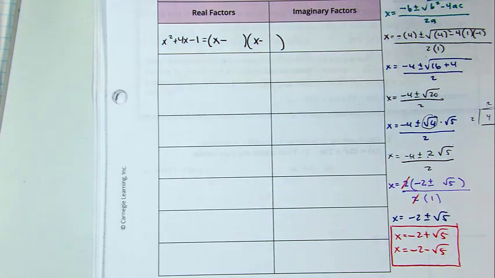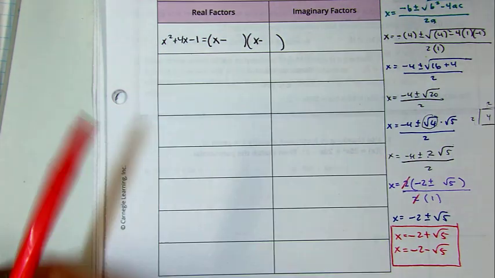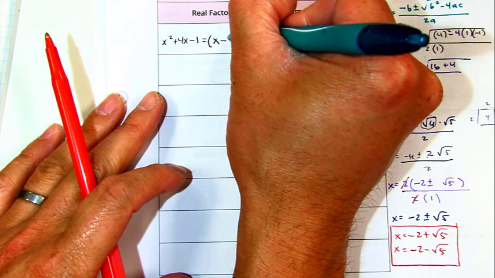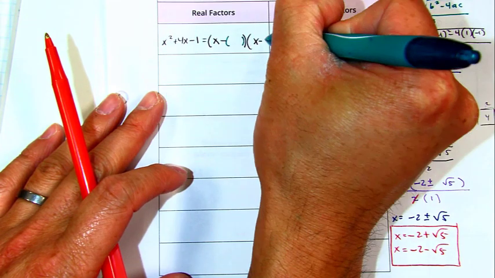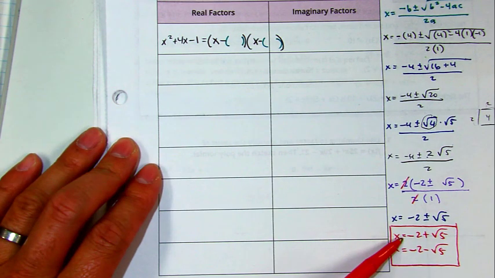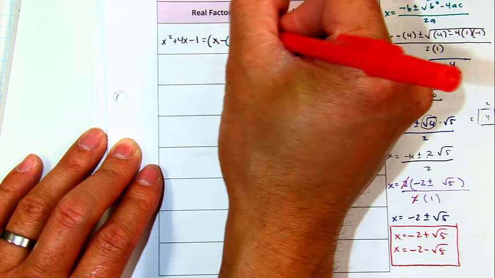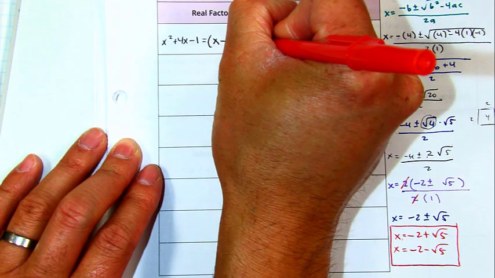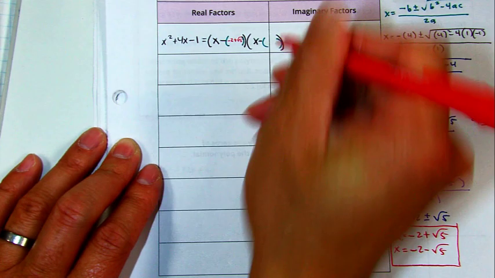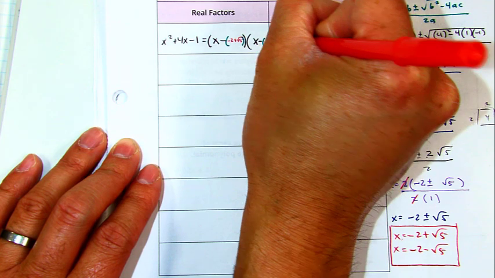And then the crazy thing is, we're going to do a substitution. So I need to write super small. We're going to write each of our solutions, one of our solutions, into one of those. So this would be negative 2 plus radical 5 and negative 2 minus radical 5. So I'm going to zoom in right there.